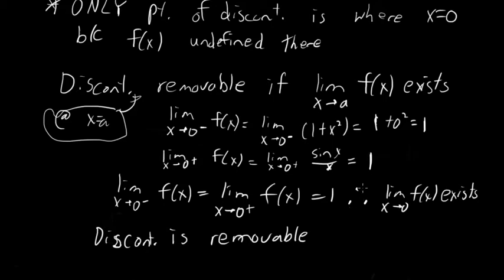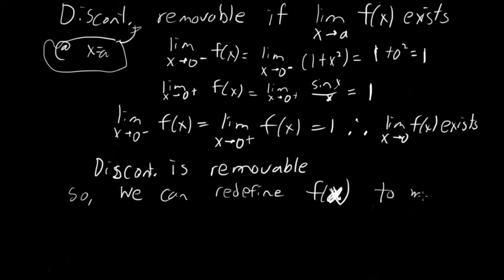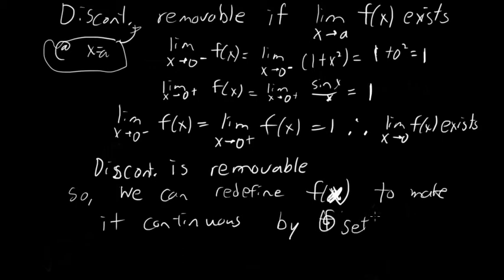So we've already answered the question, but let's take it a step further. Because this discontinuity is removable, we can redefine f of x to make it continuous, by setting the function value at 0 equal to this limit, which is 1, right?